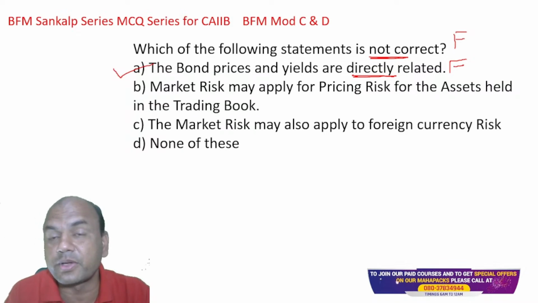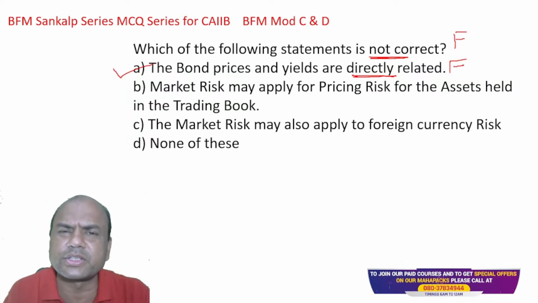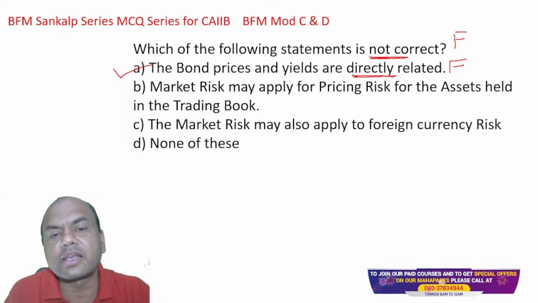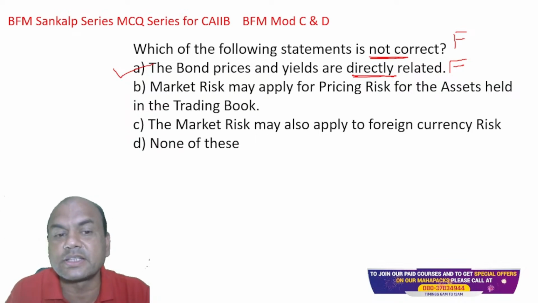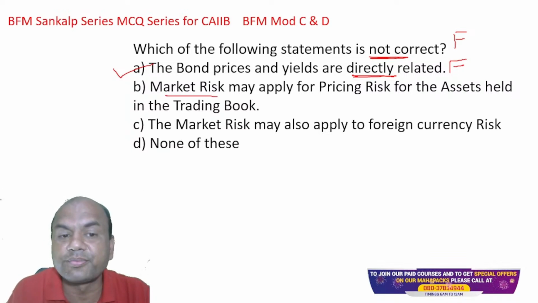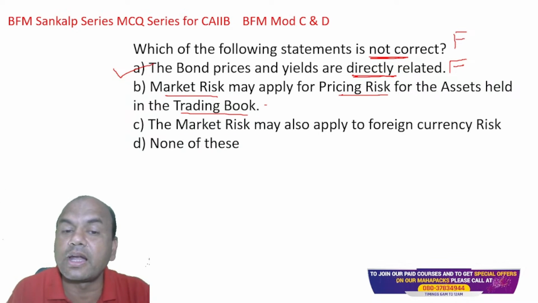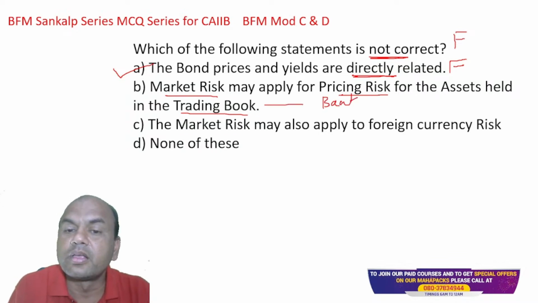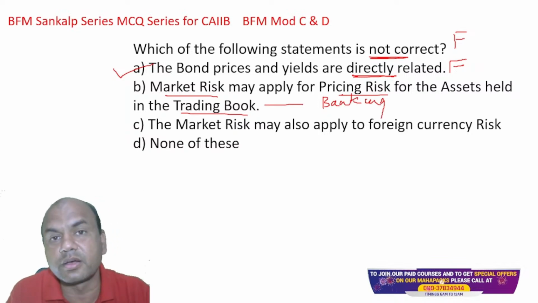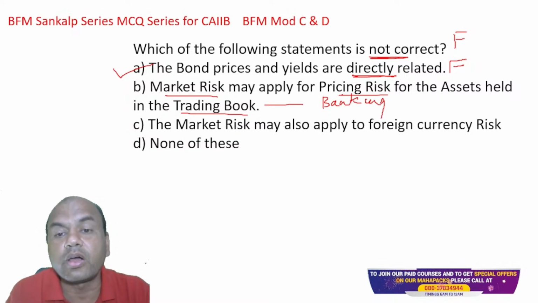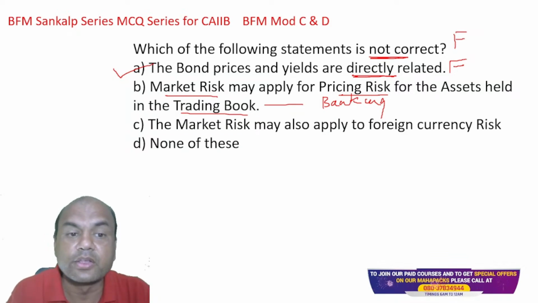But let's see the other one, because now we are in the study session. In the exam, don't waste your time. Immediately move on. Market risk may apply for pricing risk for the assets held in the trading book. So that is true. There are two books in banking. Always remember, trading and the second book is what? Banking book. Here the bonds are held up to the maturity. This is for statutory purposes, CRR, SLR, and the trading book is for proprietary, meaning buying and selling, earning profit. So that is true, so that's why this is not the answer. We want a false one.